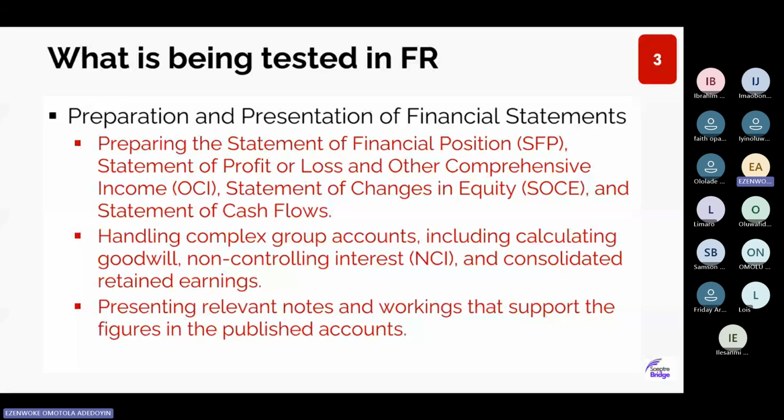Okay, so for financial reporting, what is exactly being tested? Because it's important we understand what is being tested. Number one thing you need to know is that for this course, what is core is for you to be able to prepare and present financial statements. That is one of the major focuses of the financial reporting exam: your ability to prepare the statement of financial position, the statement of profit or loss and other comprehensive income, statement of changes in equity, and statement of cash flows. You should be able to prepare that.